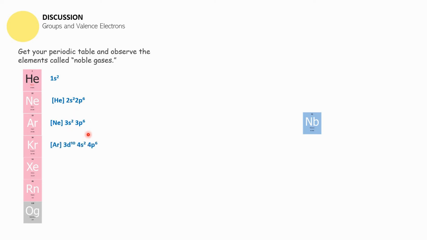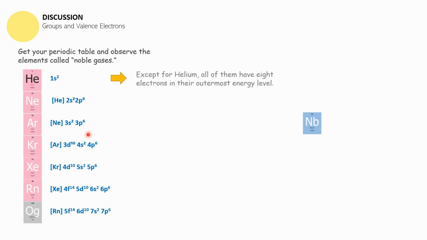And so on. Argon for krypton, and then krypton in xenon, and then xenon in radon, and then oganesson has radon. Except for helium, all of these elements, from neon to oganesson, have their outermost energy level containing 8 electrons.